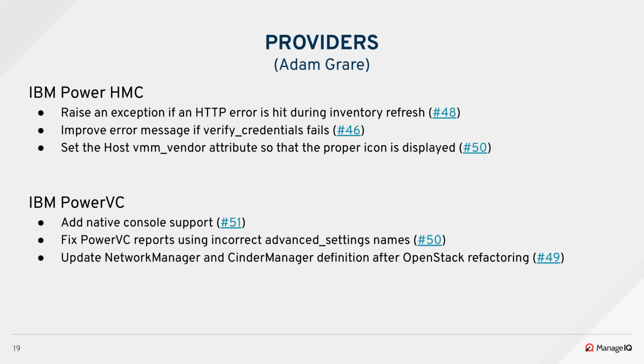They also fixed a bug in reports where they were incorrectly using advanced setting names. So the reports were coming back as empty. So they got that fixed up. We also updated the definition for the network manager and Cinder manager associations to match the OpenStack refactoring. Next slide.